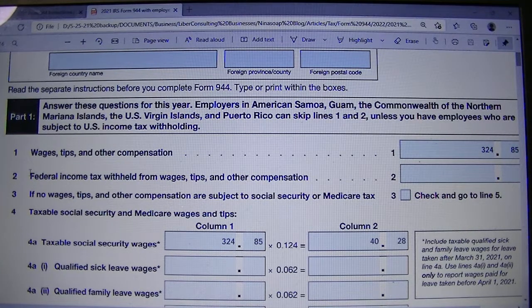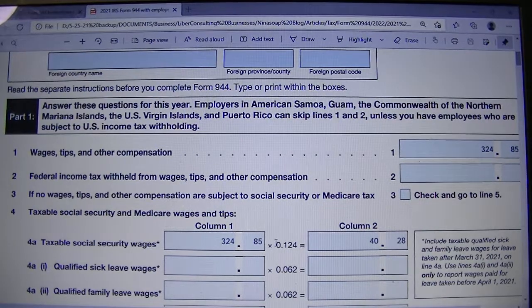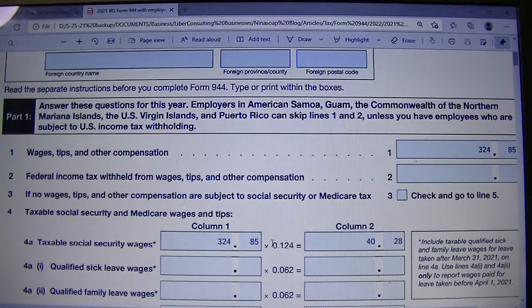Line 2 will be more about the income tax you withheld from employees' income. And line 4 is about Social Security and Medicare tax withheld. But how do you come up with those numbers? If your business is new, I suggest you have a way to track your payroll.